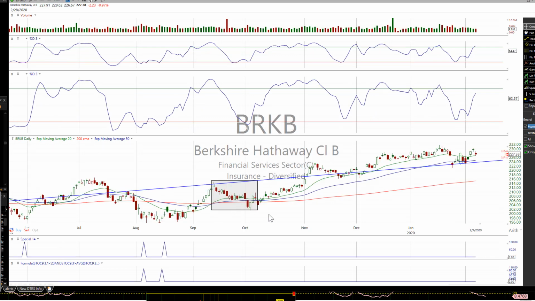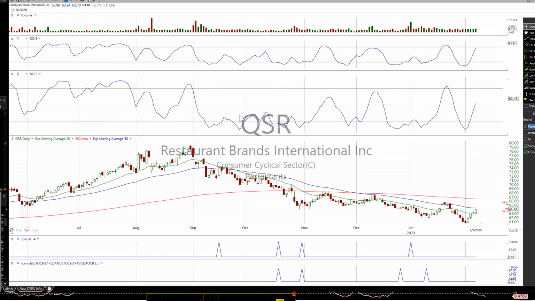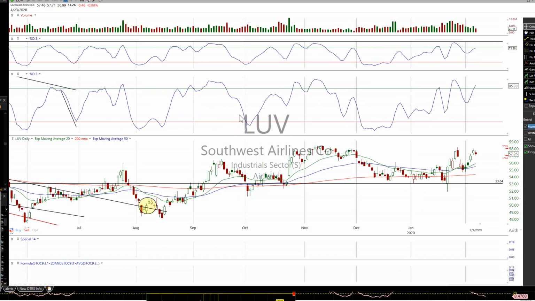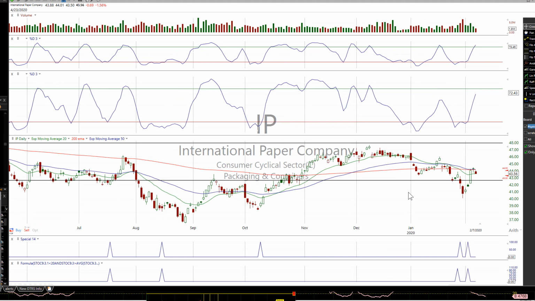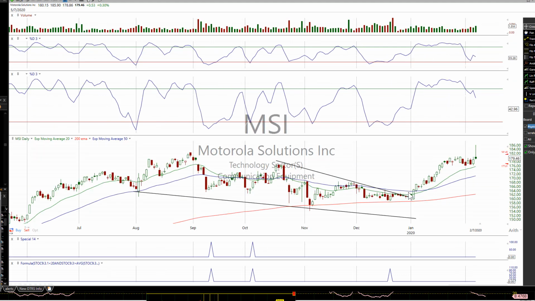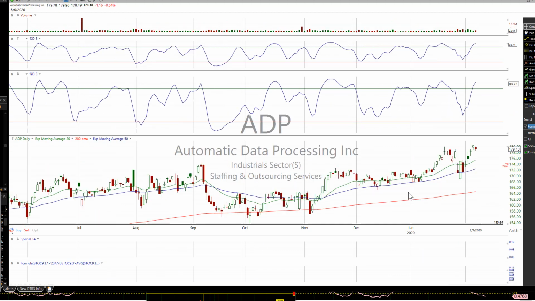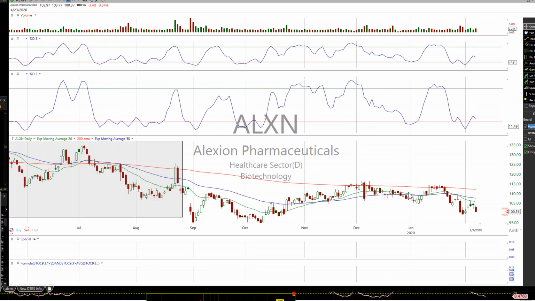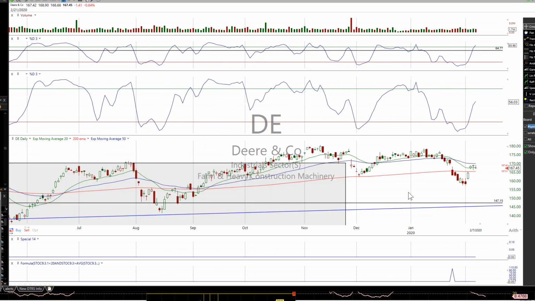Berkshire Hathaway, nice candle back here, piercing candle. Oversold. Big reversal candle in LUV, pushed back up, followed through. I think that's about it. I mean, I've gone through all these stocks.